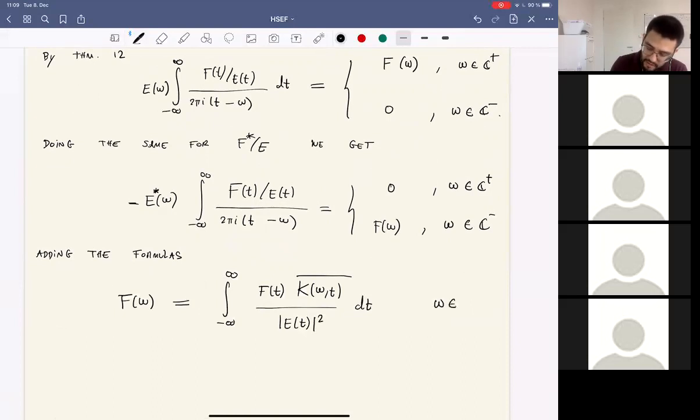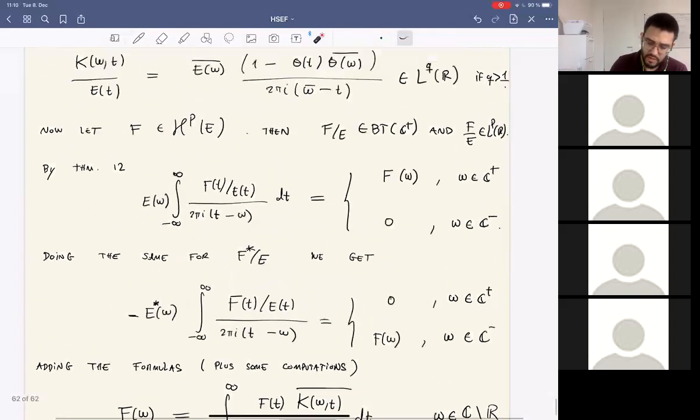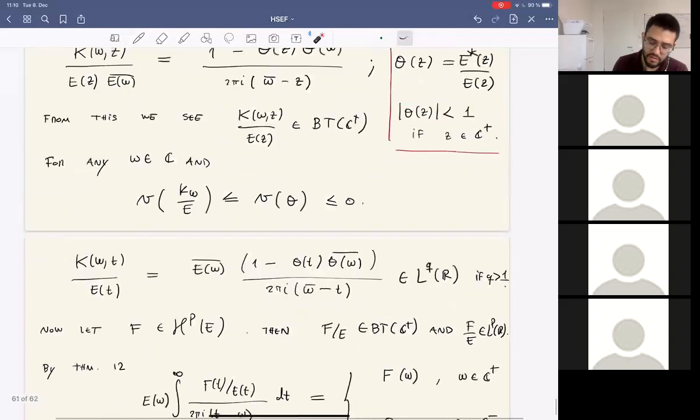Okay, and this would work if W is a complex number, but not real. Okay, and of course, adding the formulas plus some computations. Okay, but then we see that we can easily extend to the whole complex plane just by a limiting procedure because, well, you know that your kernel is well defined if W is real, of course.